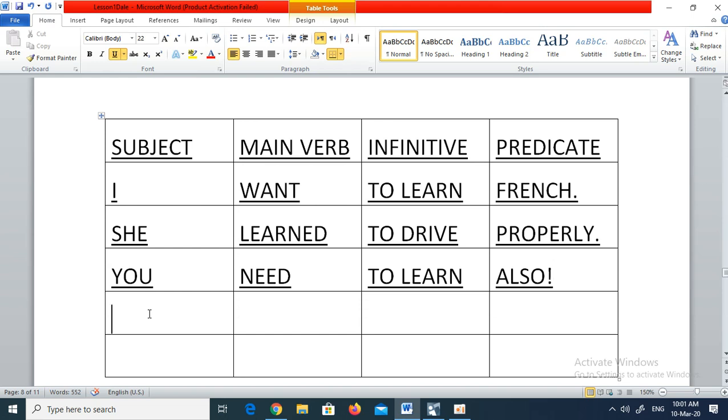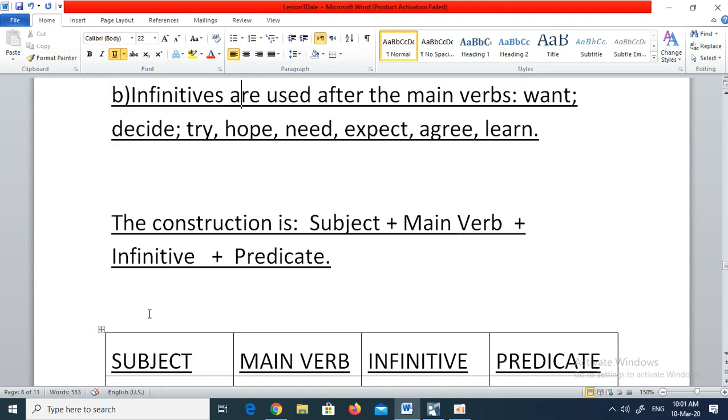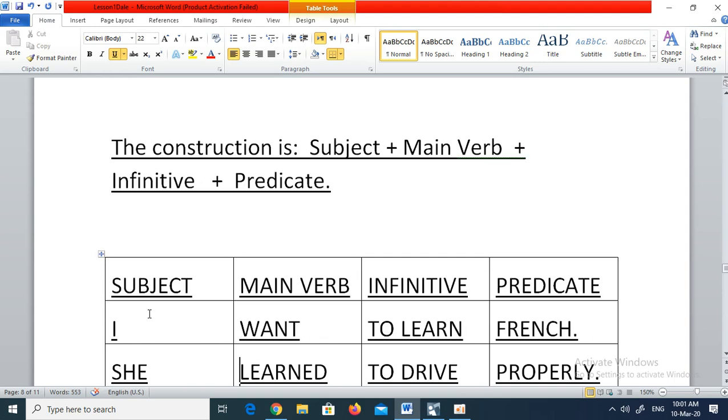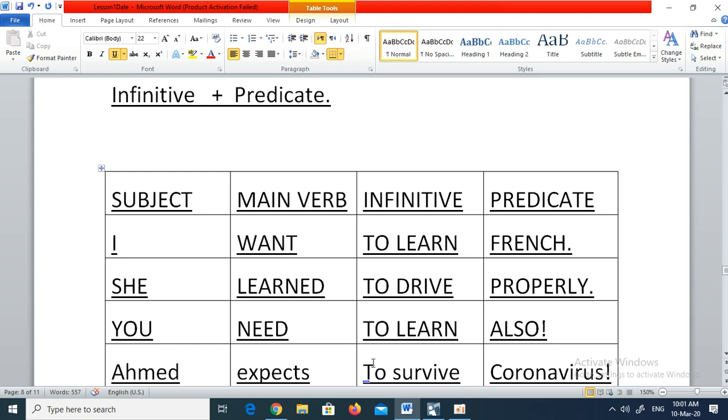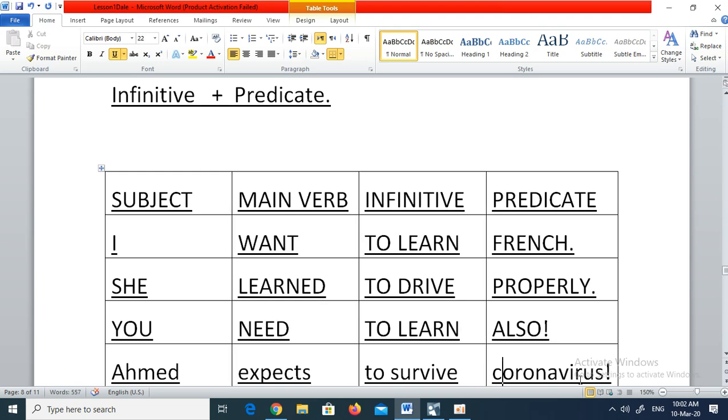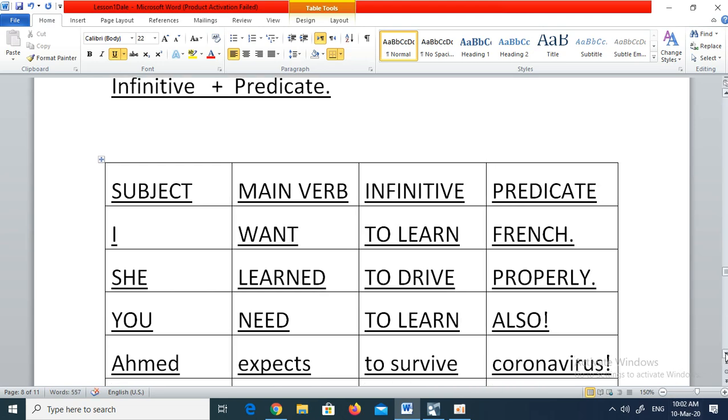So you can take any subject you like, Ahmed is your subject, and you can use any of the main verbs which they are specifying, such as expects, and let's use a nice one, to survive. Ahmed expects to survive coronavirus. Ahmed does not think he is going to die of coronavirus. Again, it's the exact same pattern.